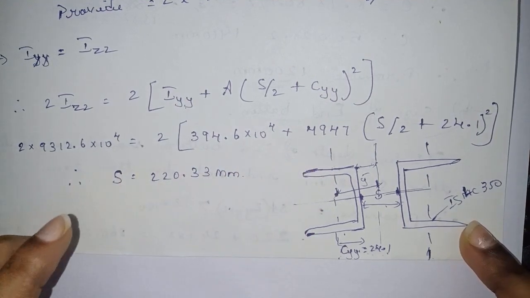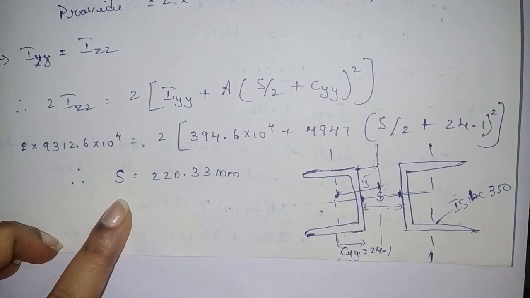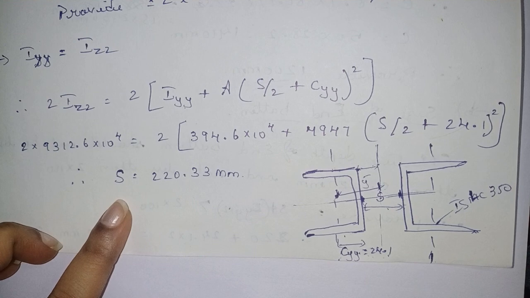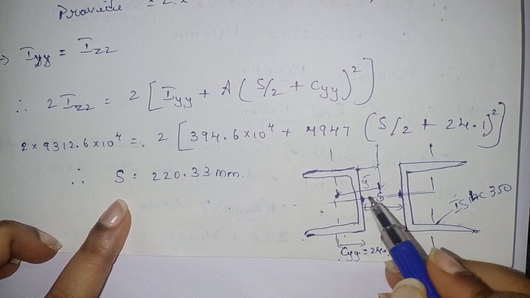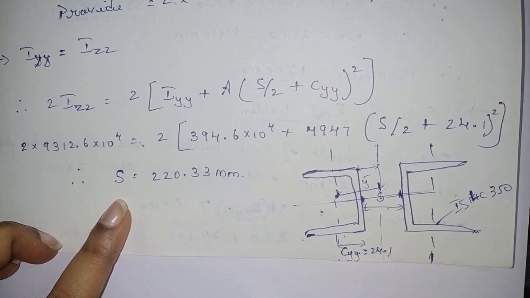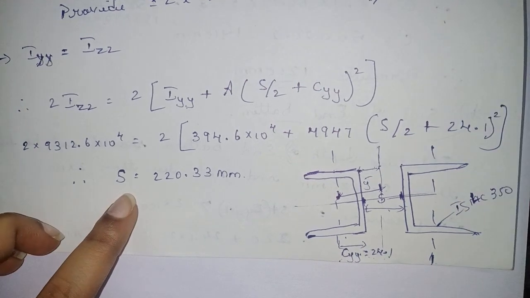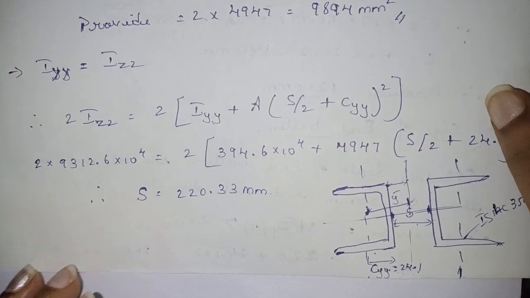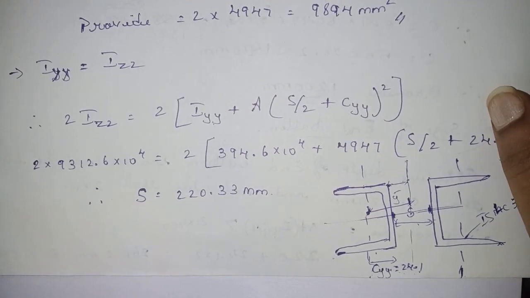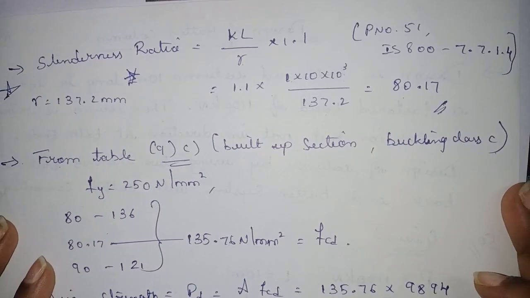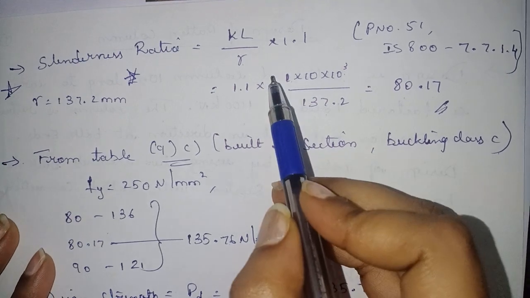In the whole equation, s is the unknown. We'll calculate what is s. S is given here. We got it as 220.33 mm. Okay, so the distance between the two channel sections is 220.33. If you give so much of spacing, Ixx will be equal to Iyy. Got it? Next, we'll calculate the slenderness ratio, KL divided by r.